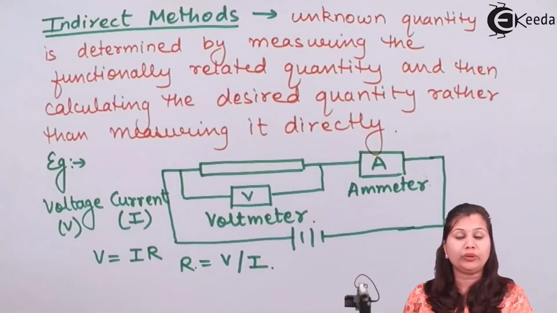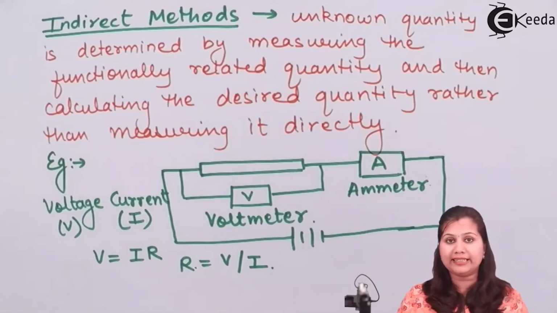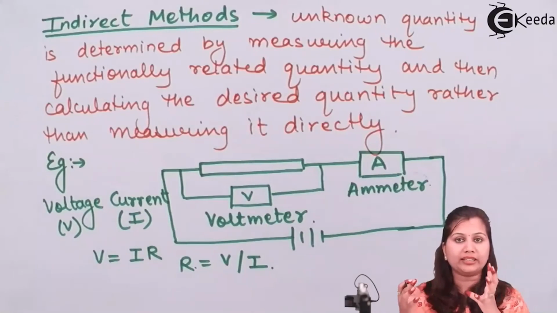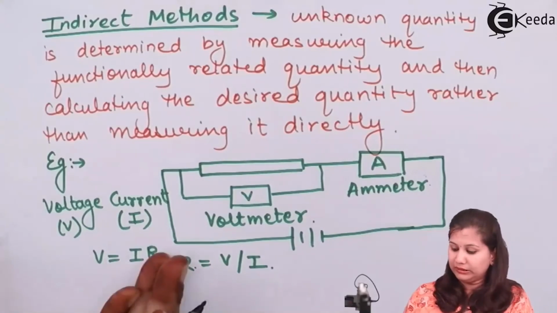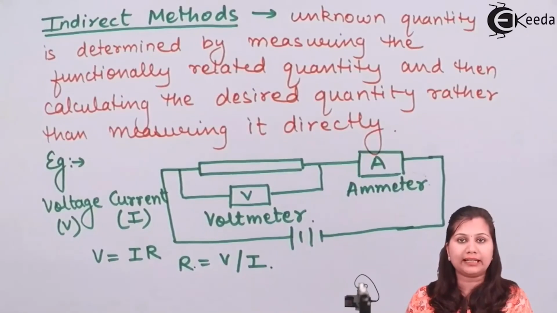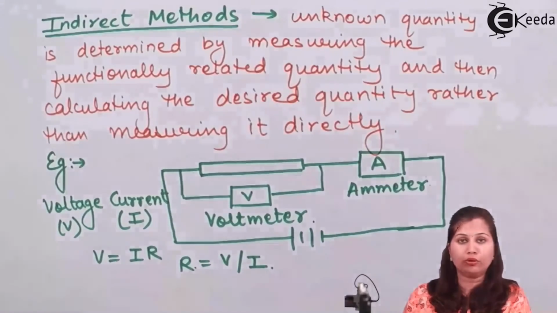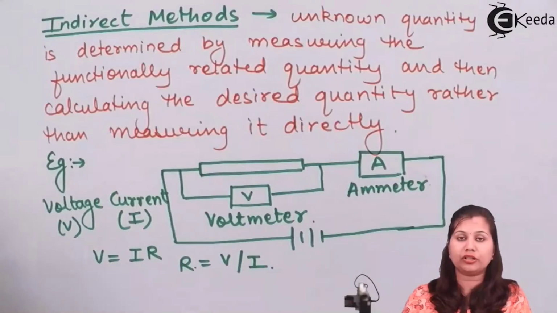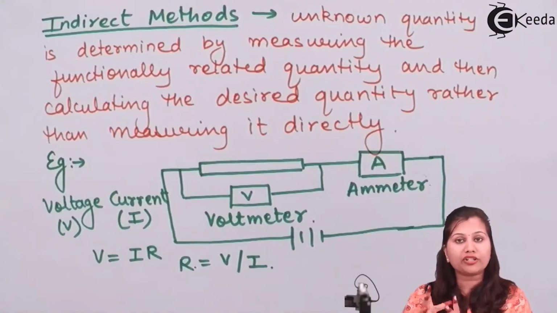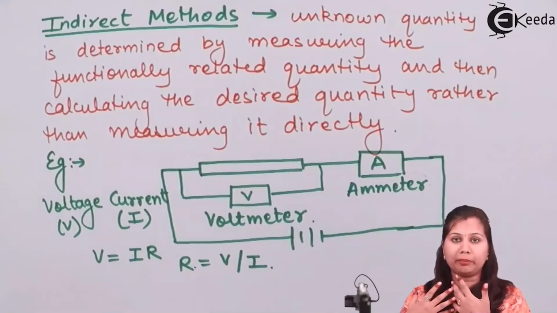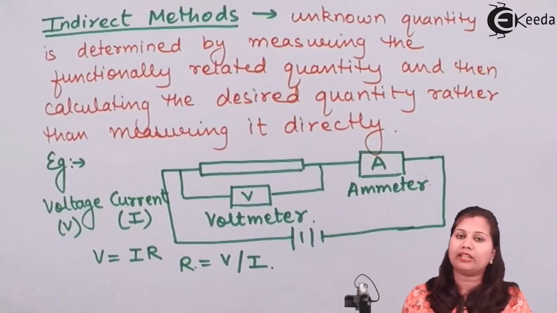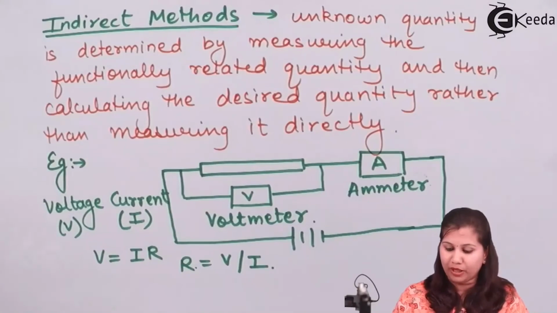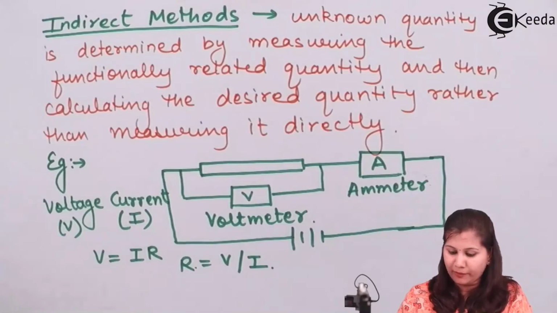So what we are doing is measuring the resistance not directly. We are measuring the voltage and current, which are functionally related to the resistance through a formula called Ohm's law. These types of methods are called indirect methods, where the unknown quantity is not directly measured, but the quantities which are functionally related to it by some empirical formula are measured, and then by using that formula we calculate the unknown quantity. So these are the indirect methods of measurement.